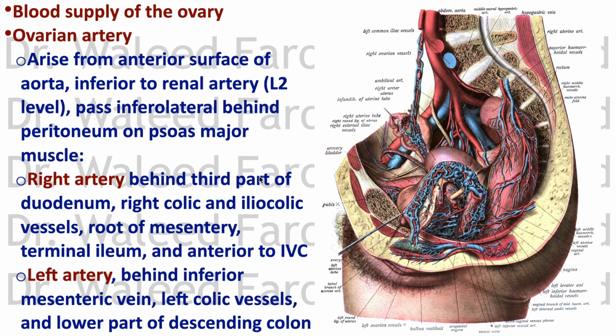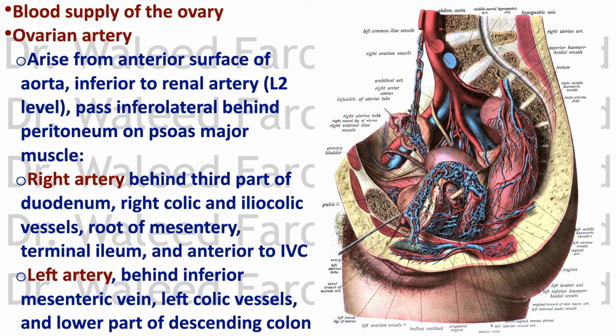The blood supply of the ovary, of course, is the gonadal or ovarian artery in this case. Remember, the ovarian artery arises from the anterior surface of the aorta, just below the renal arteries. Remember that, the gonadal arteries. Now, they arise from the aorta and pass inferolaterally on each side behind the peritoneum on the psoas major muscles.